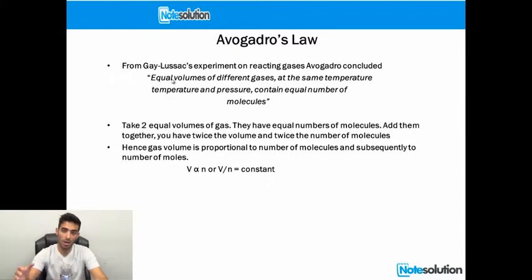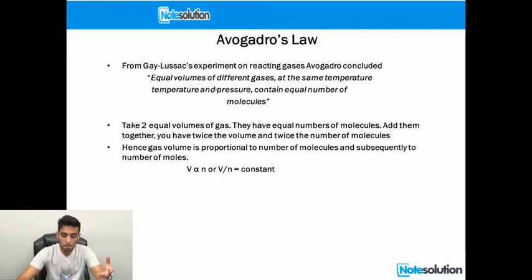Avogadro's law: from the experiments of other people, especially Gay-Lussac's experiment, Avogadro concluded that equal volumes of different gases at the same temperature and pressure contain an equal number of molecules. So what he meant is the presence of equal volumes of gases at the same temperature and pressure. When pressure and temperature are constant and you have gases of equal volumes, then you will have the same amount of molecules for both gases.